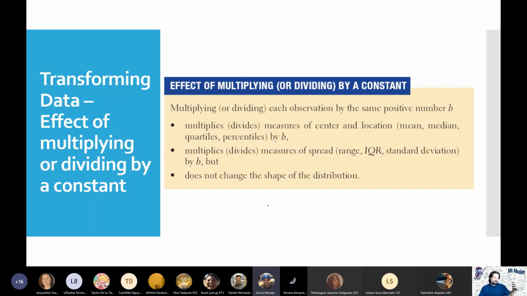Okay, so we can add or subtract a constant, we can multiply or divide a constant. No matter what we do to transform it, the only thing that always stays the same is the shape. If I'm adding or subtracting, our measures of spread stay the same as well. Then our measures of center and location will change. When I multiply and divide, measures of center, location, and spread all change.